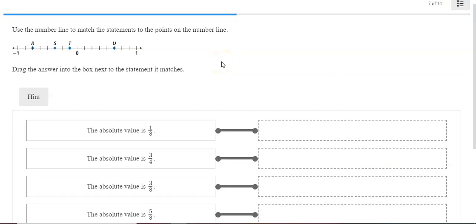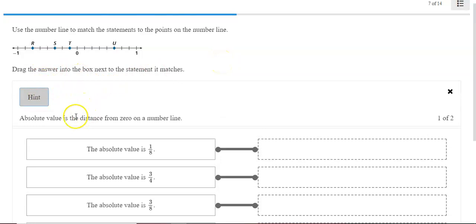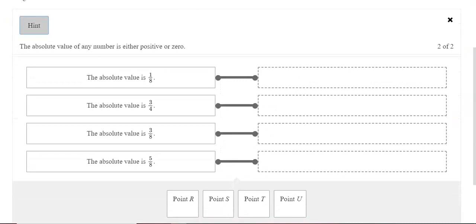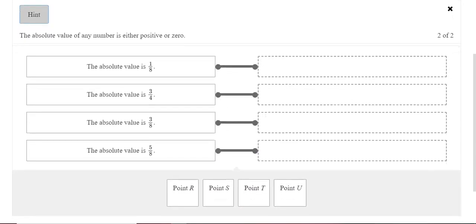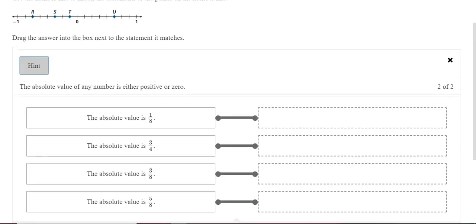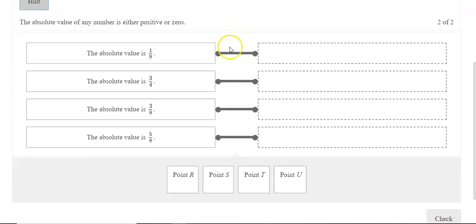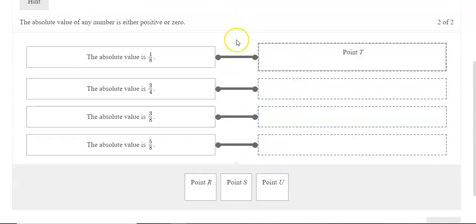Use the number line to match the statements to the points on the number line. We're going to drag the answers. Our hint: absolute value is the distance from 0 on a number line, and the absolute value of any number is either positive or 0. Okay, the absolute value is 1/8. So we're counting by 1, 2, 3, 4, 5, 6, 7, 8. So T is at 1/8. And that would be negative 1/8.